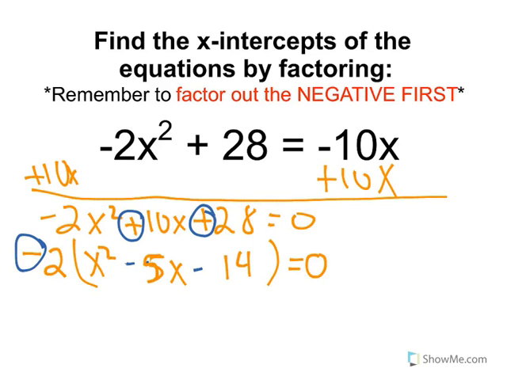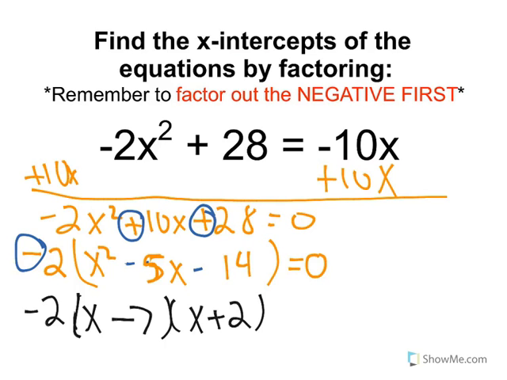So now we can factor the inside, and that can factor to x minus 7 and x plus 2. Negative 7 times positive 2 is equal to negative 14. Negative 7 plus 2 gives me that negative 5 in the middle.